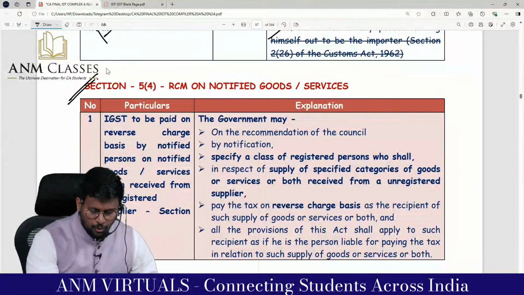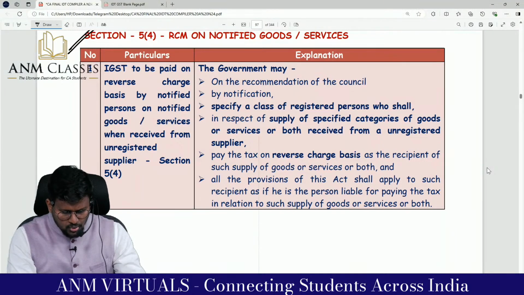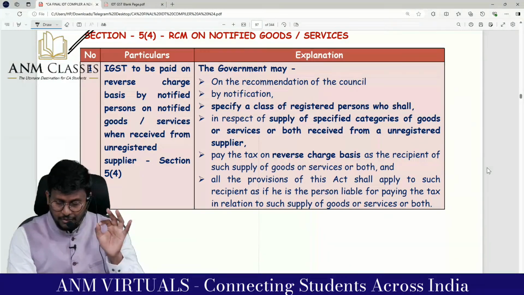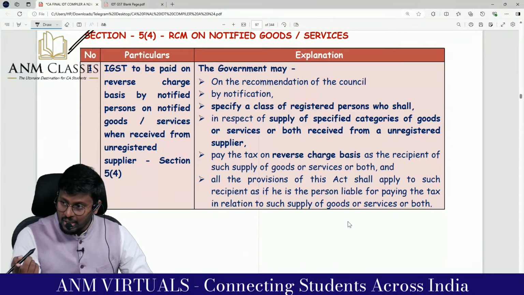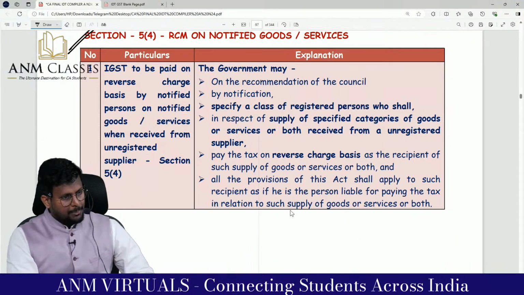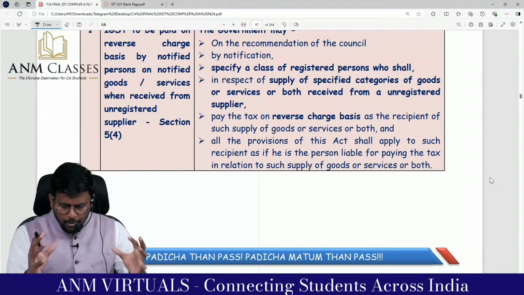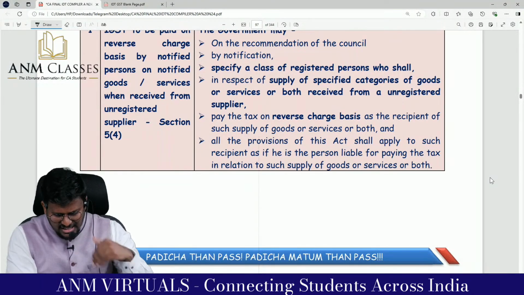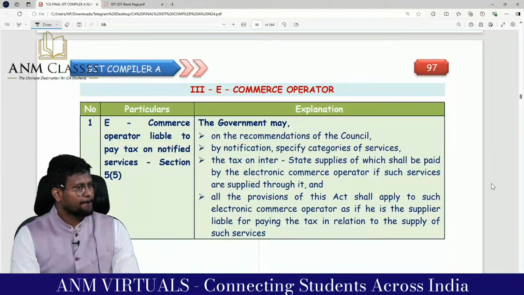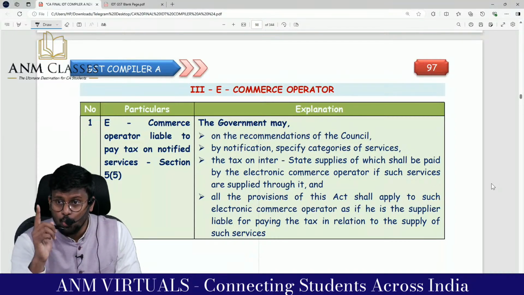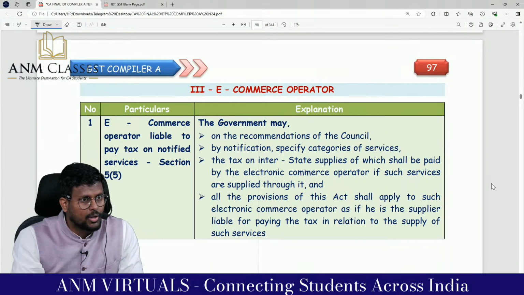Yes, sir. With regard to the 5(4), RCM on notified supplies from unregistered persons. The government may, on the recommendation of the council, by notification, specify a class of registered persons who shall, in respect of supply of specified categories of goods or services or both, received from an unregistered person, pay the tax on reverse charge basis as the recipient of such supply of goods or services or both, and all provisions of this act shall apply to such a recipient as if he is the person liable for paying the tax in relation to such supply. Comfortable? Whatever the notification has been listed under 9(4) is mutatis mutandis applicable to 5(4) also.